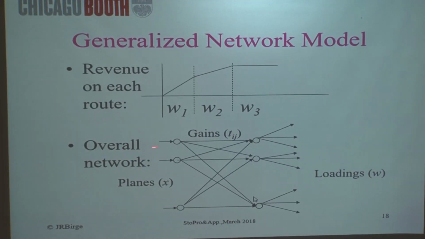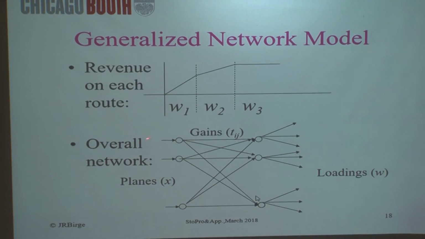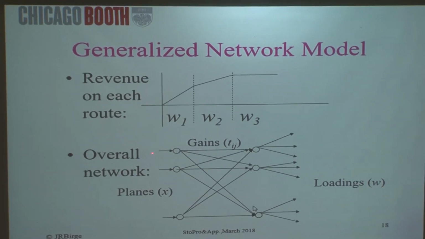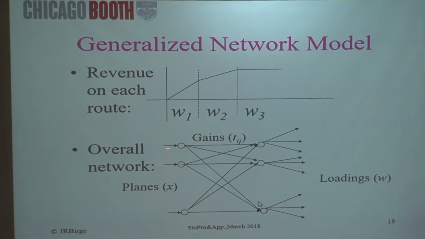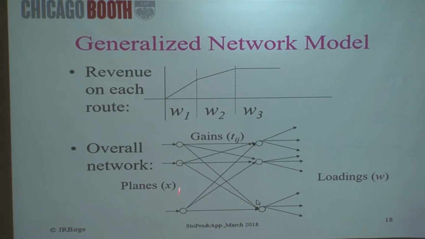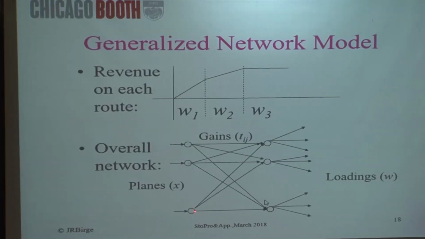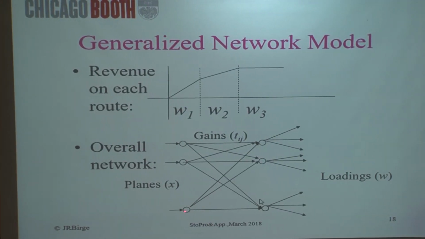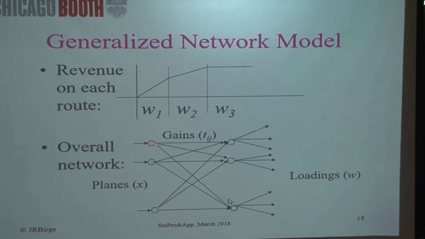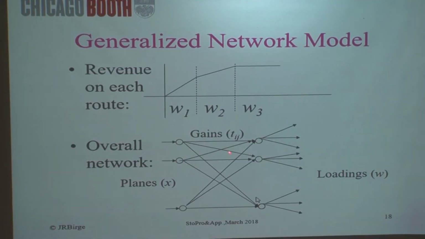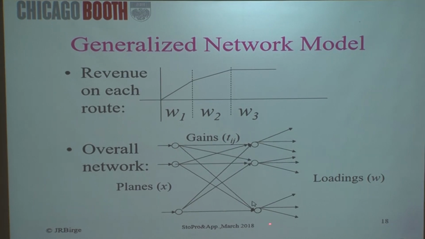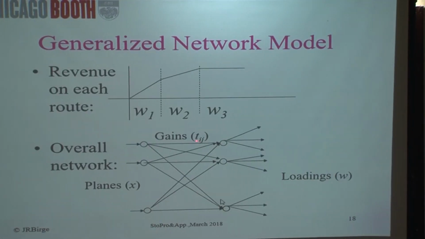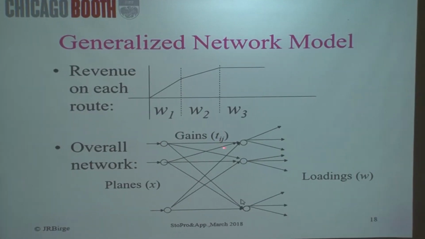I have the planes of each type that are coming in. So I've got supply. This would be the number of planes that seat 100, the number of planes that seat 120, the number of planes that seat 200. I've got a supply of planes coming in. And then as I assign these planes to different routes, there's a gain that's associated with it, which is how many passengers I can take.